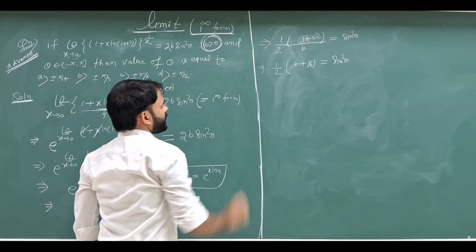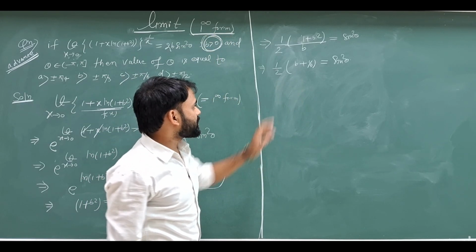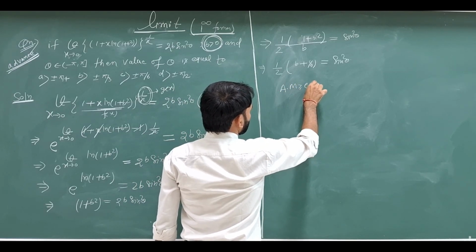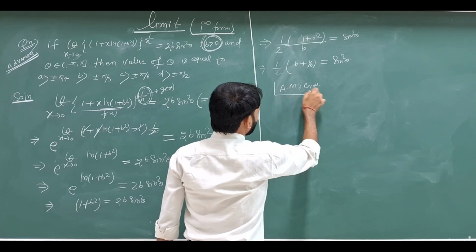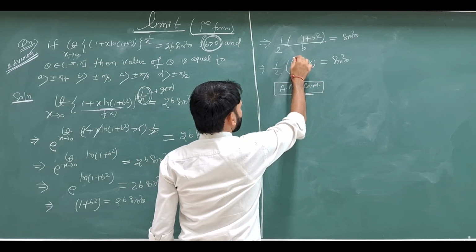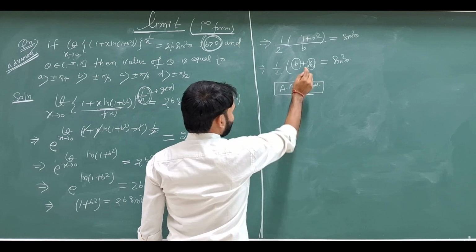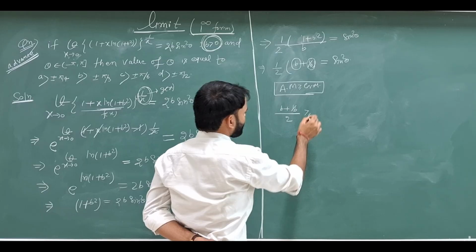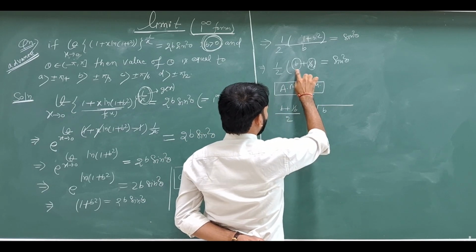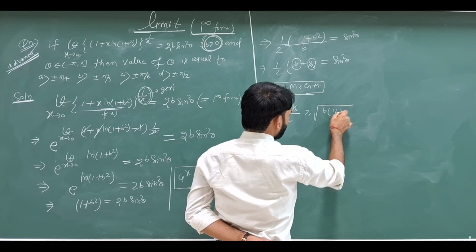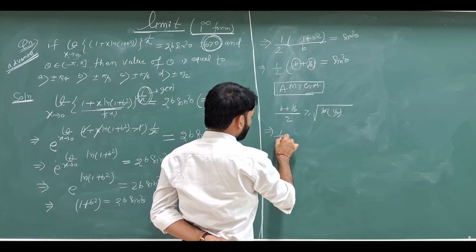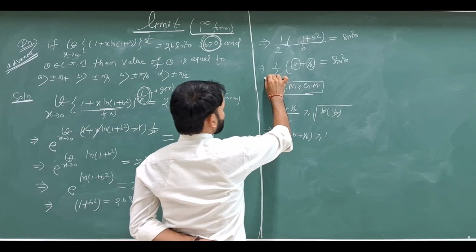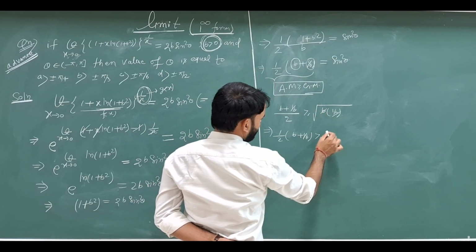If b is positive, you can use the concept of AM and GM. What is AM and GM? AM is always greater than or equal to GM. This is positive and this is also positive, so you can apply AM-GM. So (b plus 1 by b) divided by 2 is always greater than or equal to the square root of b multiplied by 1 by b. This quantity cancels, and here 1 by 2 (b plus 1 by b) is always greater than or equal to 1. So this whole quantity is greater than or equal to 1.